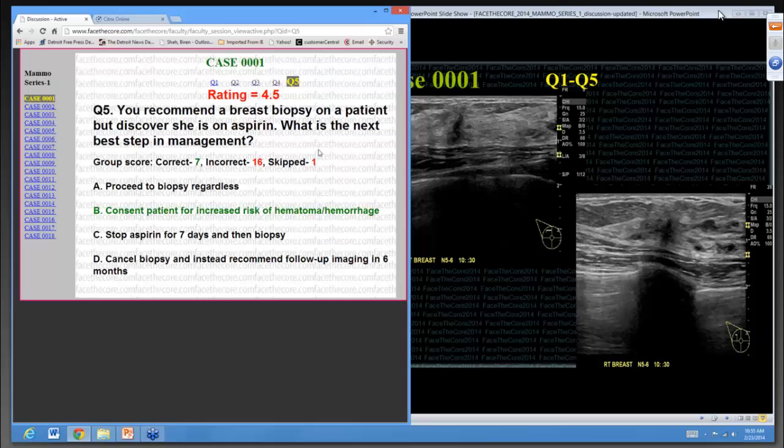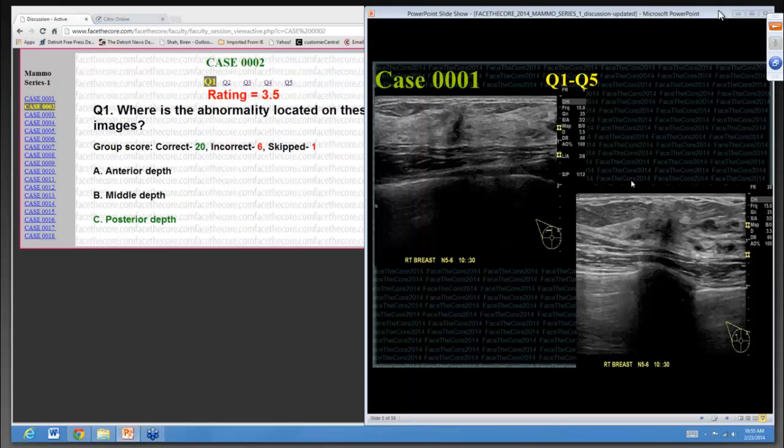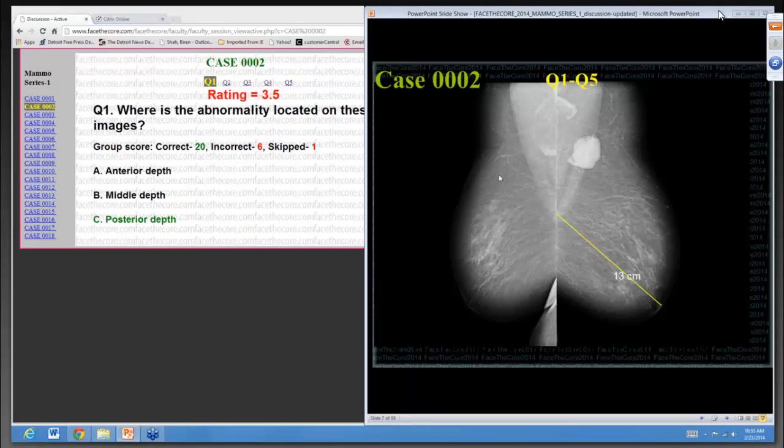Okay, so we're going to go on to case number two. Case two was a bilateral mammogram just showing you the MLO views, the medial lateral oblique views. The breast composition one could give is fatty, predominantly fat. And what we're seeing in the axilla are some lymph nodes.